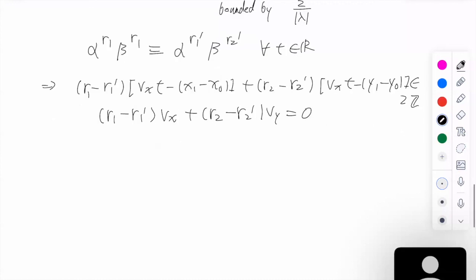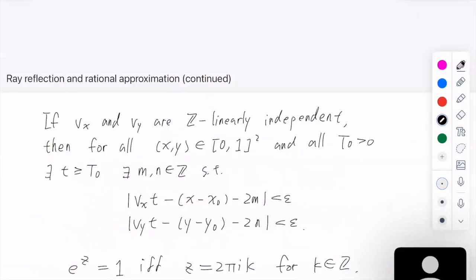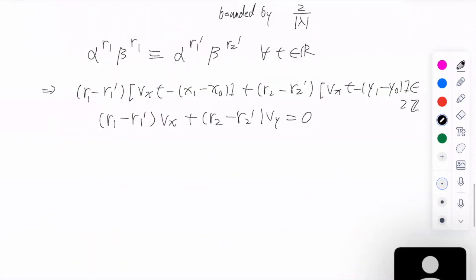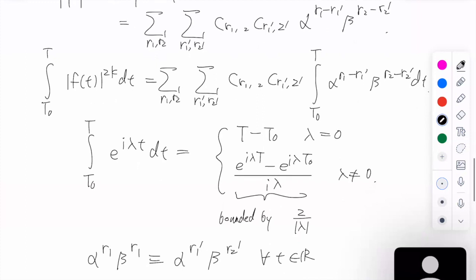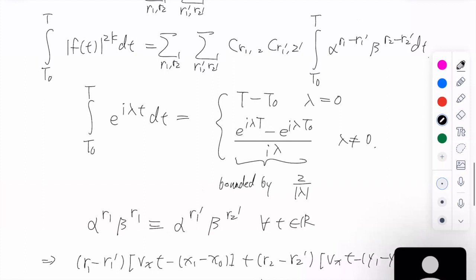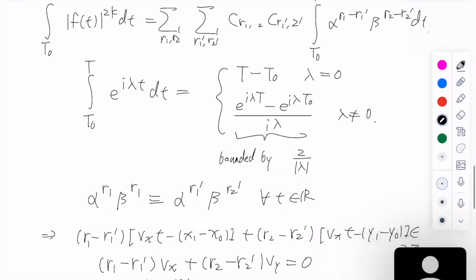But because we know that Vx and Vy, from our assumptions at the beginning, are linearly independent over integers, this tells us that R1 is equal to R1 prime and R2 is also equal to R2 prime. So this means that this t minus t0 case can only happen when R1, R2 are equal to R1 prime and R2 prime respectively. And in all other cases, we have the second case, which gives you a bounded term.